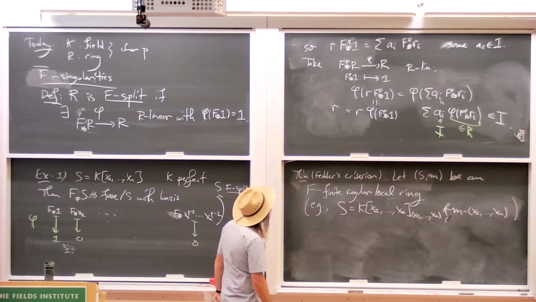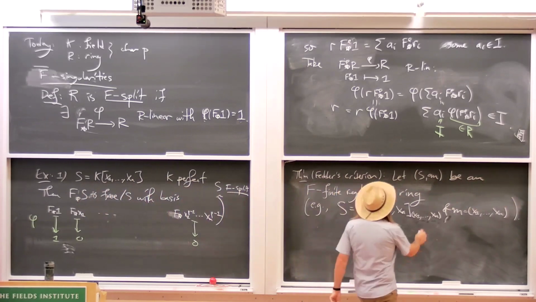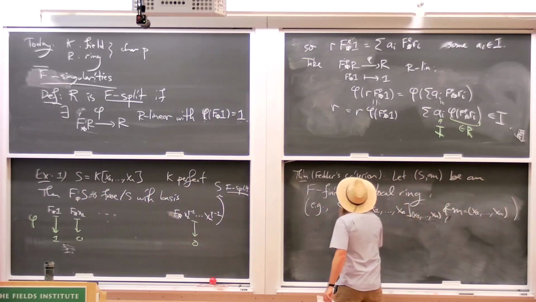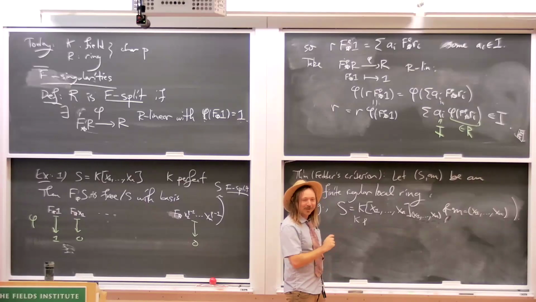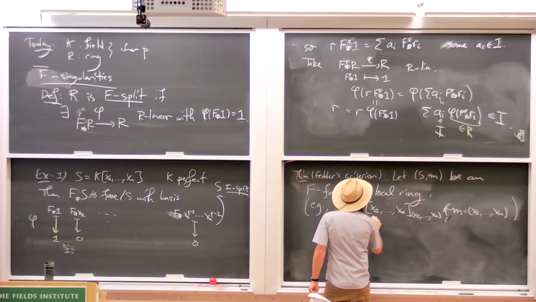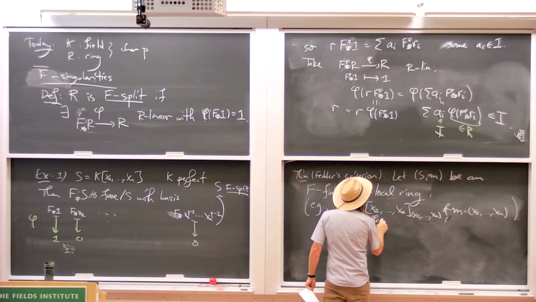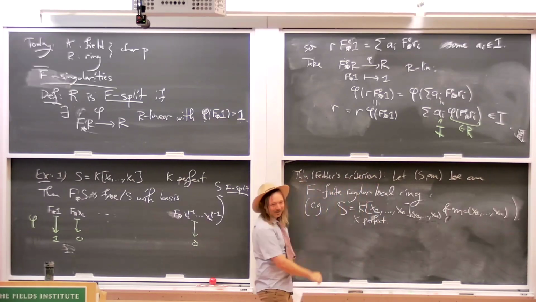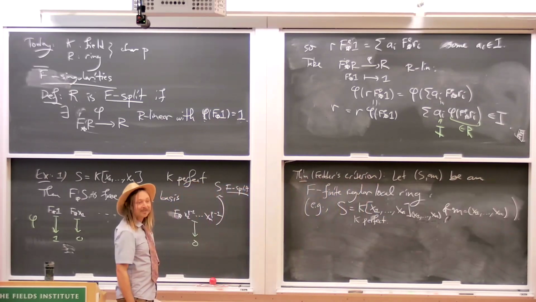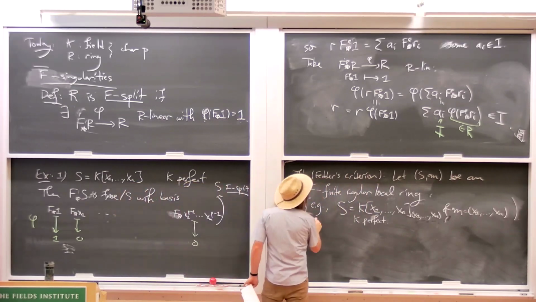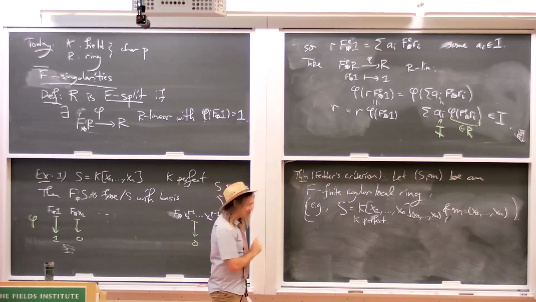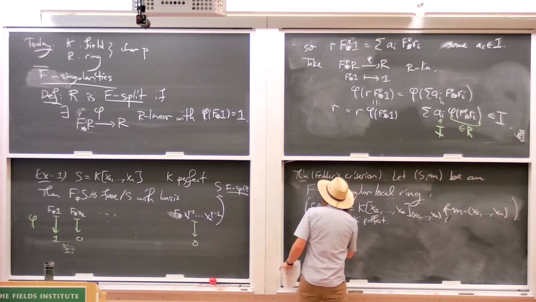Oh, K. Oh, yeah. I guess I didn't say K was perfect. Yeah, good point. I assumed something. I remembered assuming something about K at the beginning, but not this. Here, let's make it here. It's also in problem set 1. Very good. All right.